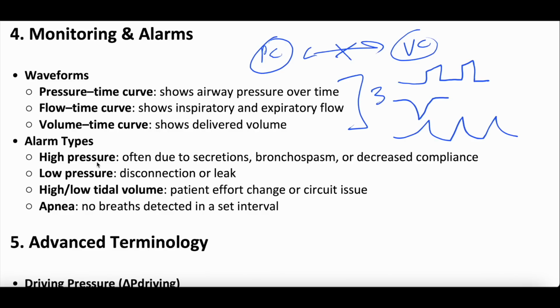Alarm types, high pressure and low pressure alarms happen not inconsistently. High pressure alarms, which essentially the peak pressure is too high. This can be from secretions, bronchospasm, decreased lung compliance. Low pressure alarm, this is usually a disconnection or a leak. This can be really important to note. Sometimes the cuff on the endotracheal tube is ruptured. Sometimes the endotracheal tube came off the connector to the ventilator. So low pressure alarms are things where you should trace the circuit really well, from where it plugs into the ventilator all the way to where it enters the patient's trachea.